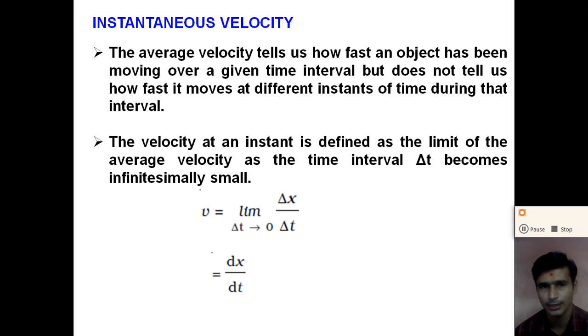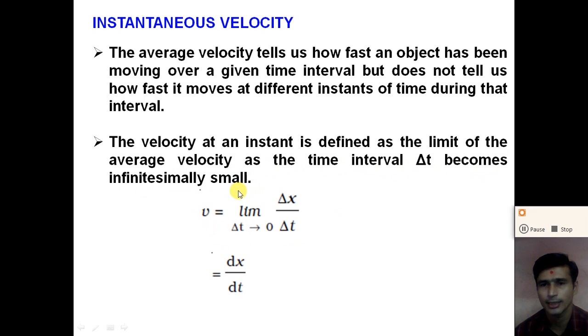So for that we need to define the instantaneous velocity. The velocity at an instant of time is called the instantaneous velocity, and it is defined as the limit of the average velocity as the time interval delta t becomes infinitesimally small.